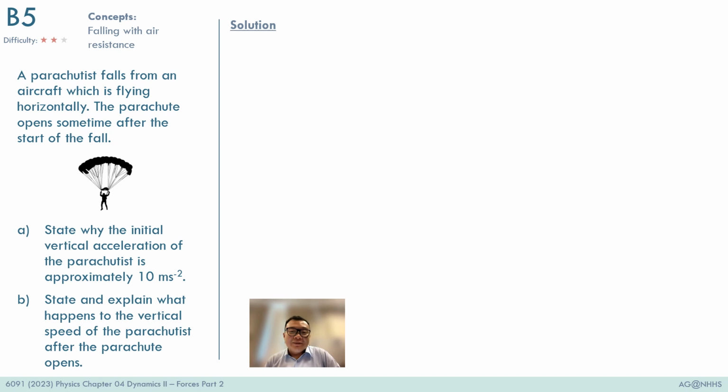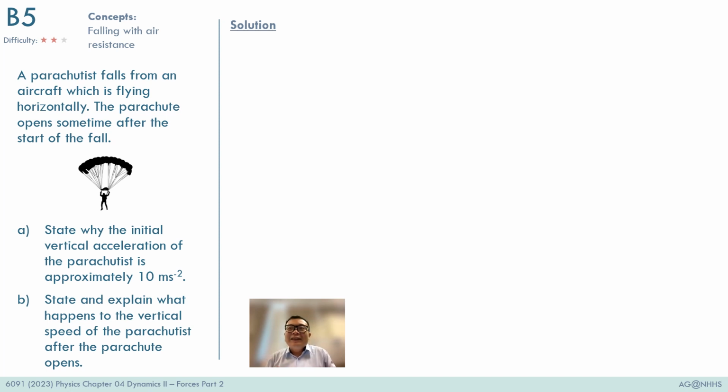Alright, this is a question on falling with air resistance. You're asked to explain why the initial vertical acceleration of the parachutist is 10 meters per second squared, which is free falling acceleration. When the parachutist steps off a plane, the initial velocity is 0 because he just stepped off the plane.